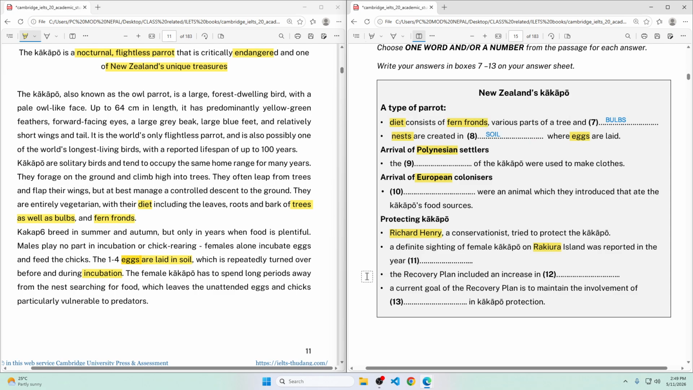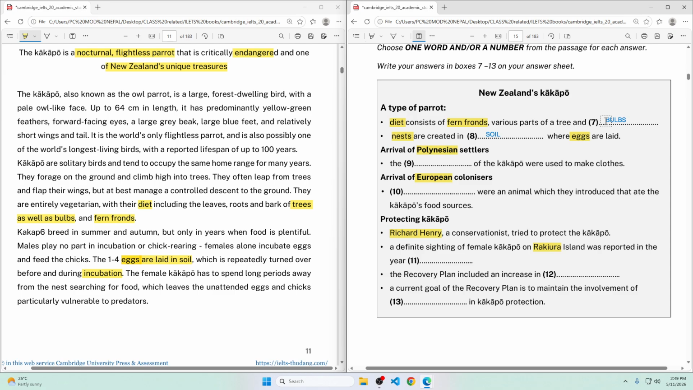By the way, when you are writing answers, do not change the forms. For example, it's BULBS here. I cannot write BULB. It's going to be wrong. So do not change the form of the word to match your logic or your grammar. It needs to fit perfectly, at least for this kind of fill in the blanks.